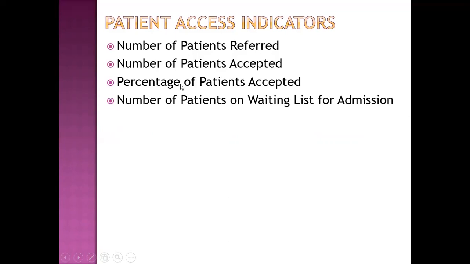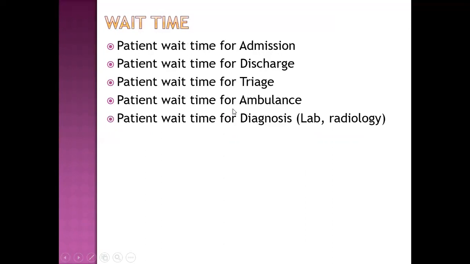Patient access indicators include number of patients referred, number of patients accepted, percentage of patients accepted, number of patients on waiting list for admission. Wait time include patients' wait time for admission, for discharge, for triage, for ambulance, and for diagnosis, including both laboratory and radiology.